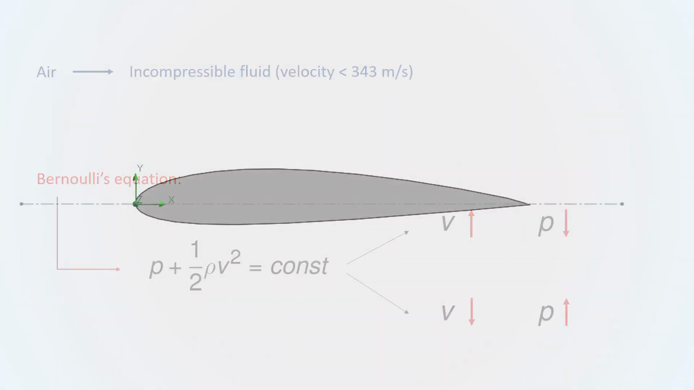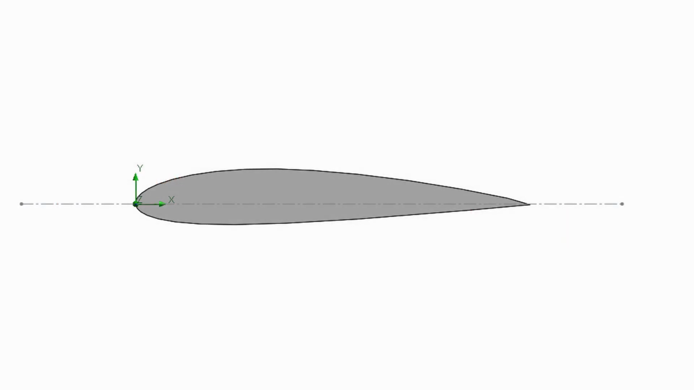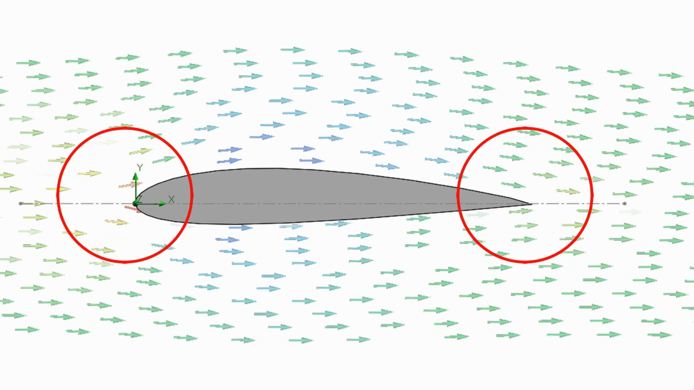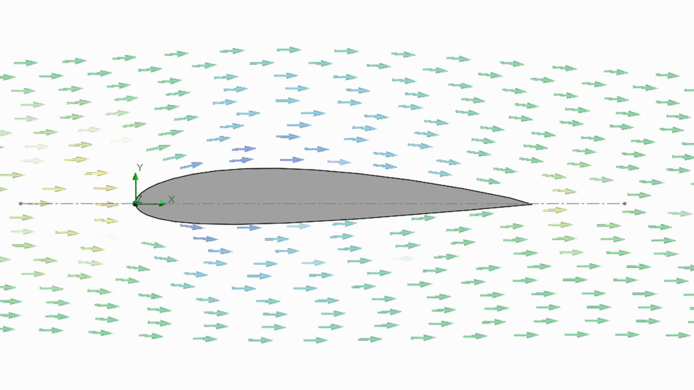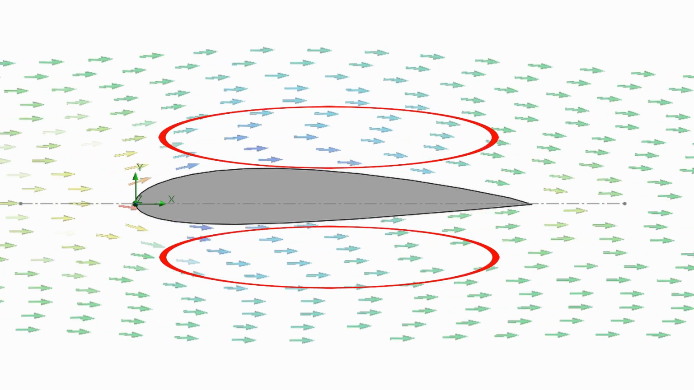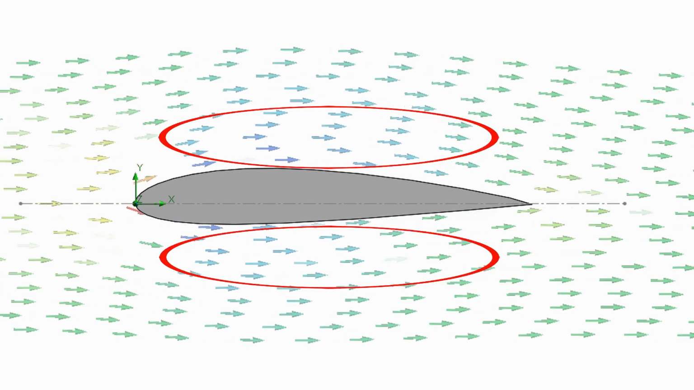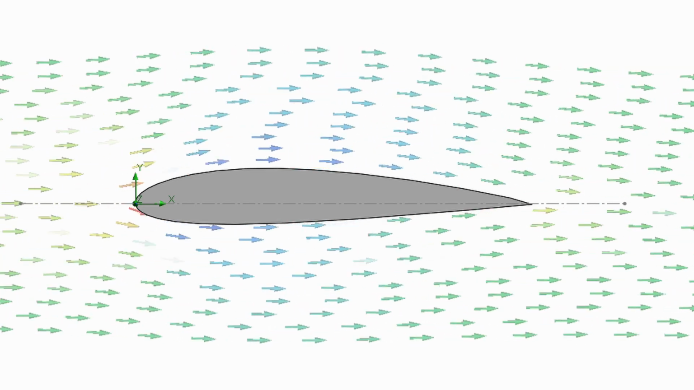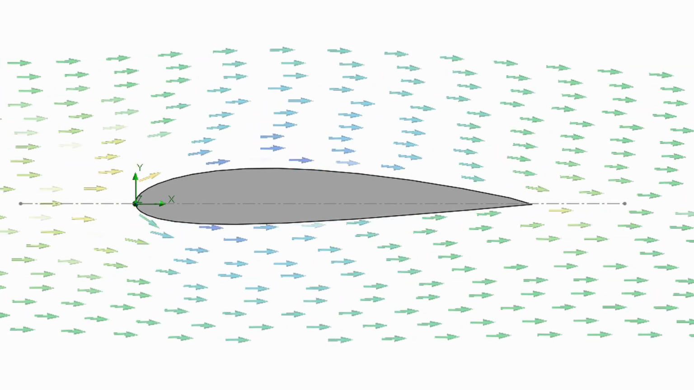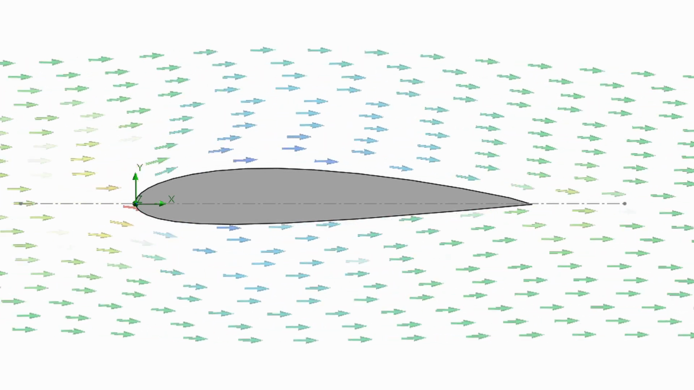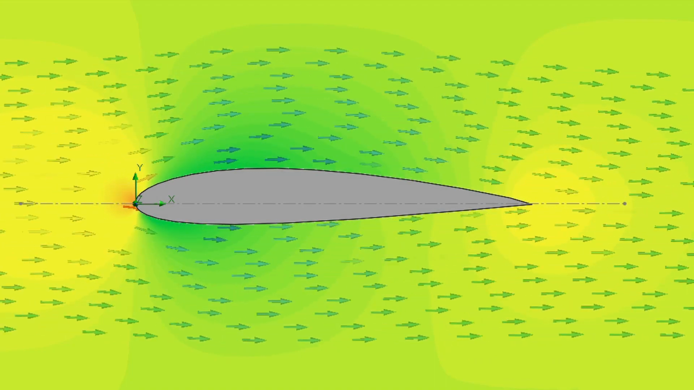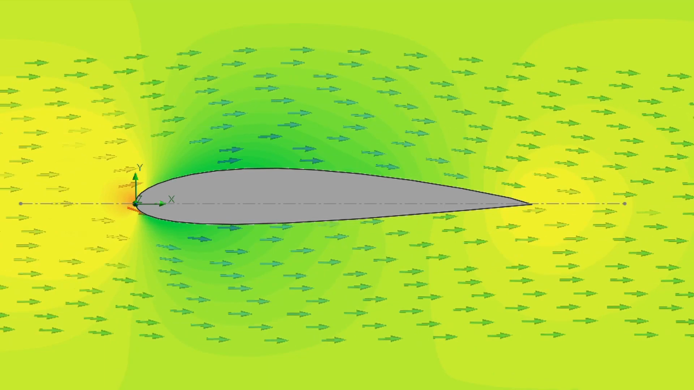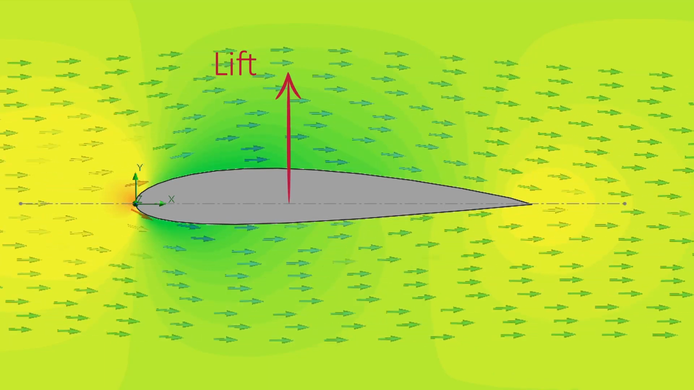Now, considering an airfoil in a horizontal airflow coming from this direction, we can observe that in these two areas the velocity drops, and so the pressure rises. Meanwhile, in these other two areas, the velocity rises, and so the pressure drops. So, if we represent the relative pressure, we obtain a distribution like this one. Note that the pressure above the airfoil is lower than the pressure below. For this reason, there is a net vertical force, the lift.